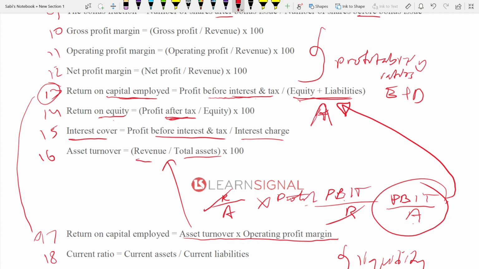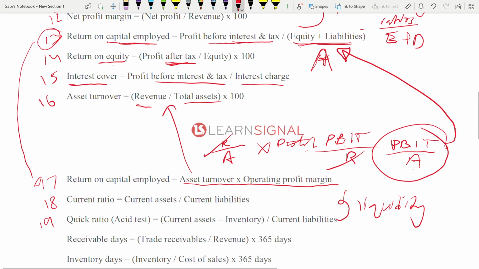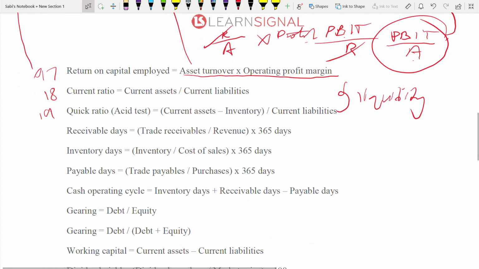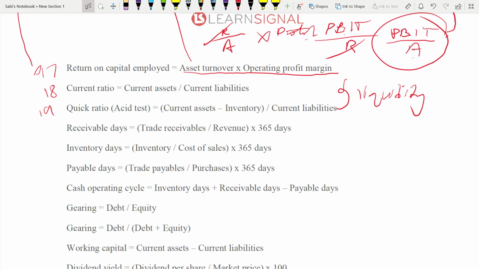But definitely in the exam, not all will be asked. If you have 10 ratios, not all the 10 ratios will be asked, maybe 2 or 3. But those 2 or 3, if they come, you should make sure that you know the formula. That's why you should know all the formulas, because you don't know which ratio will come.